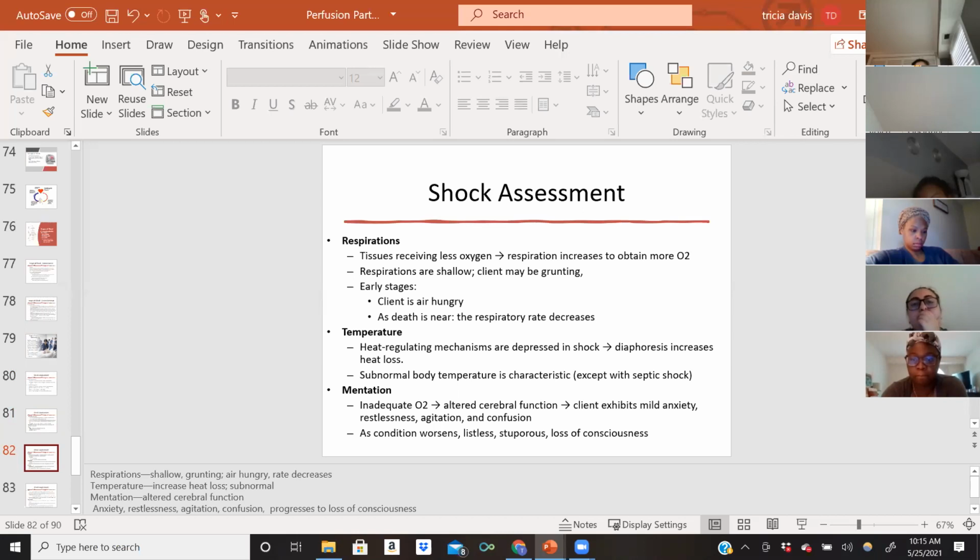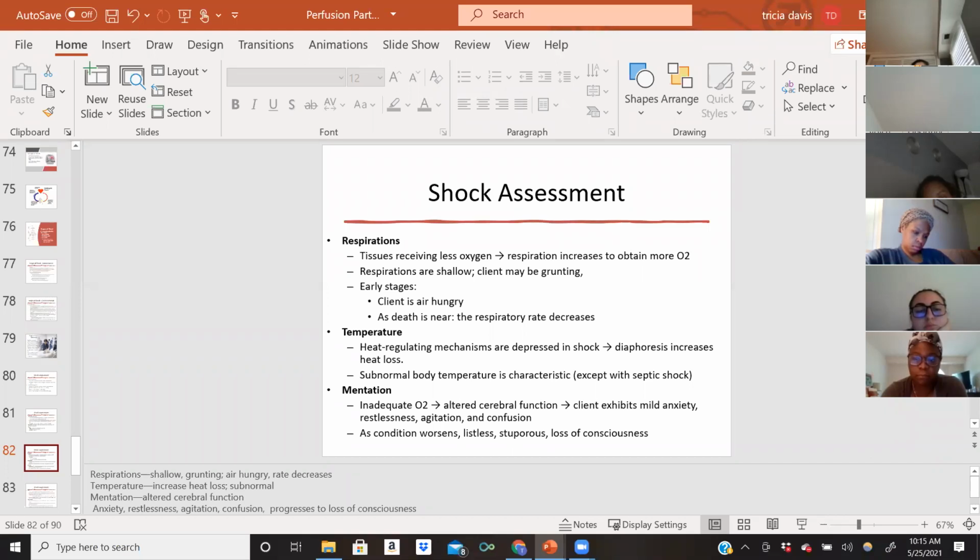Respiration. So we know that with shock, the tissues are going to be receiving less oxygen. Less oxygen is going to cause our respirations to increase because we need to obtain more oxygen. Their respirations can be shallow. The client might be grunting. They might be using their accessory muscles. In the early stages, the client is going to be what we call air hungry. They're just going to feel short of breath.